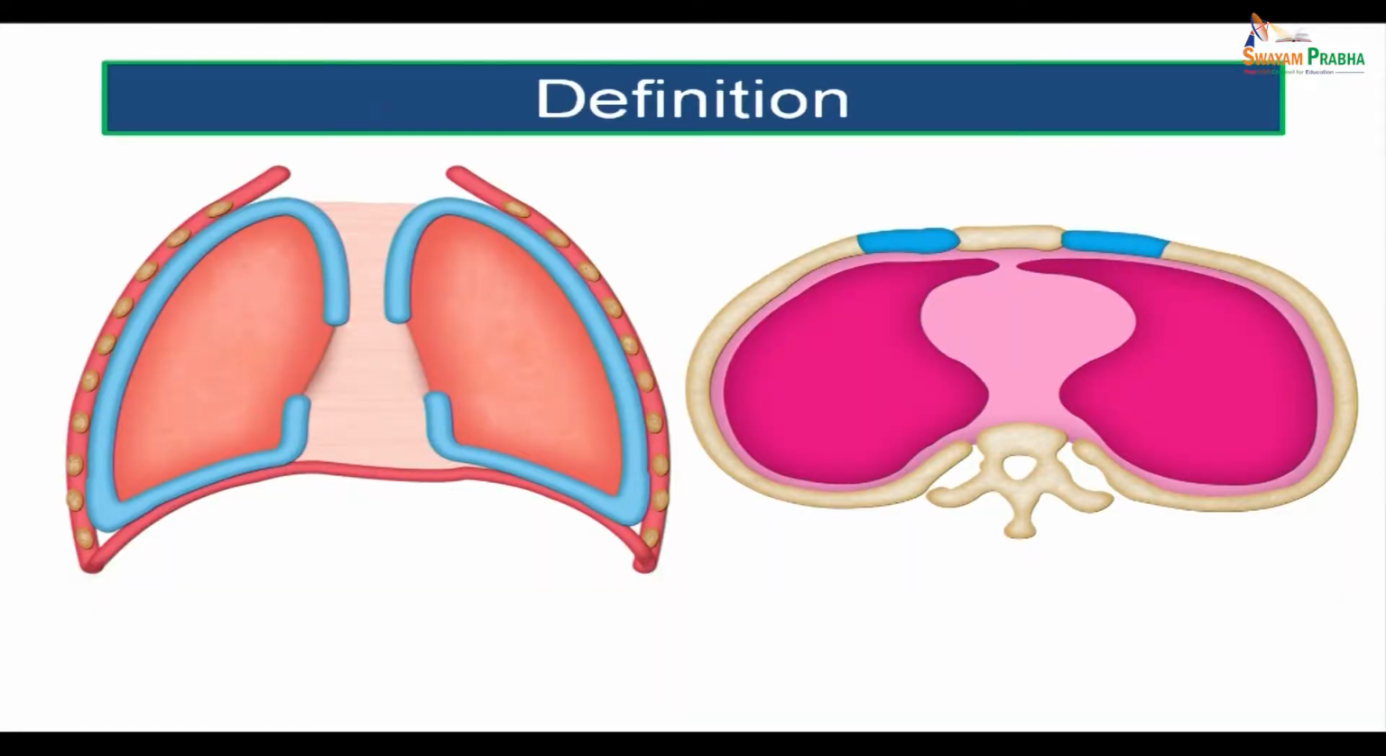Let us define what is mediastinum. Mediastinum means middle septum. It is the septum which is present within the thoracic cavity between the two pleural sacs. So, it is also bounded on either side by the mediastinal pleura.